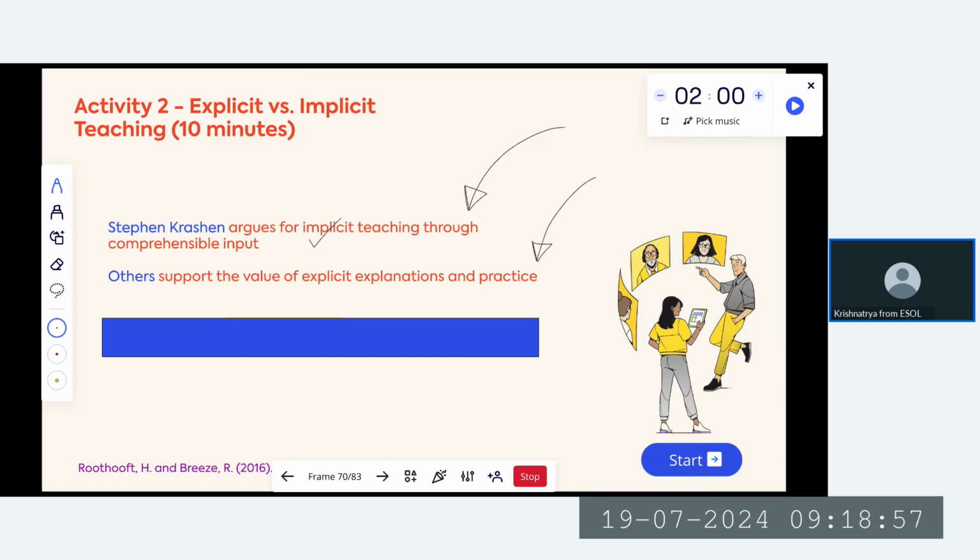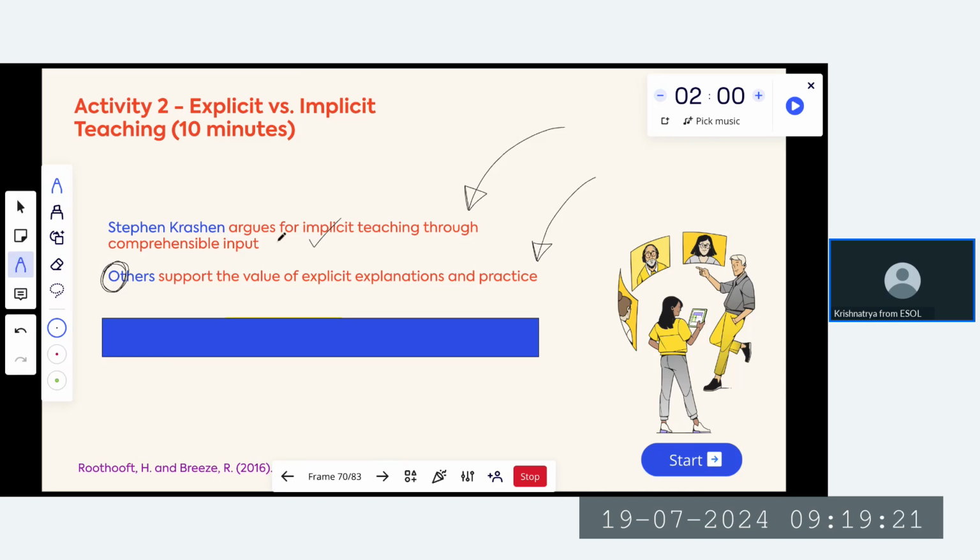Now, I want to ask you, whose idea do you support more? Stephen Krashen's, you can write SK in the chat box, or O for others. And in case you want me to repeat, just write R or repeat. Okay. Thank you, Jamit, Akash, Urmila. Urmila wants me to repeat.